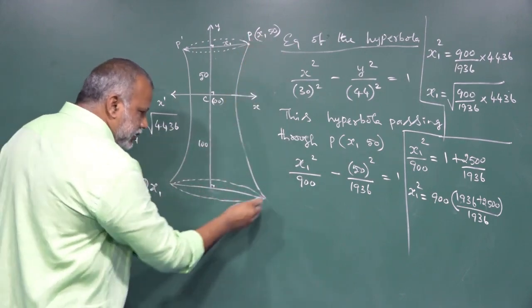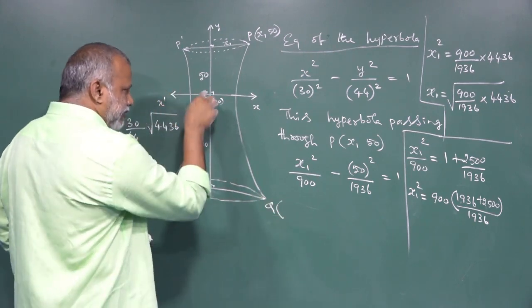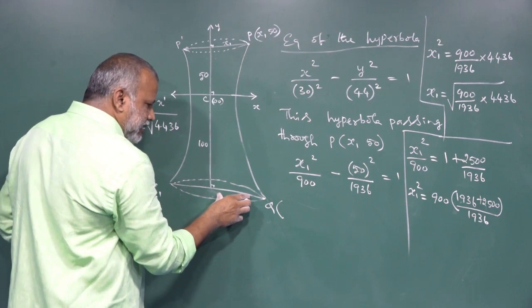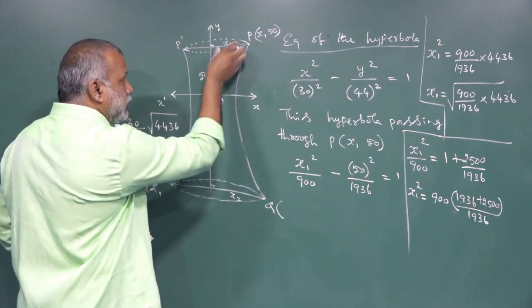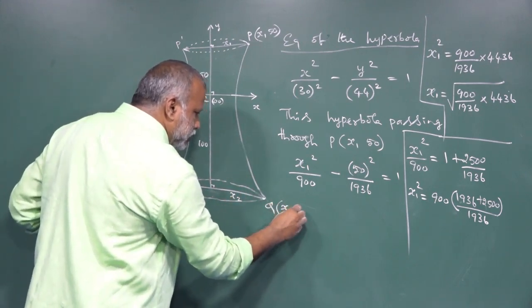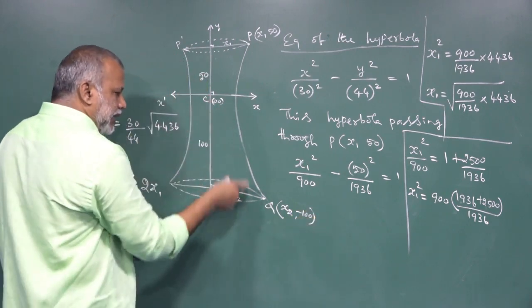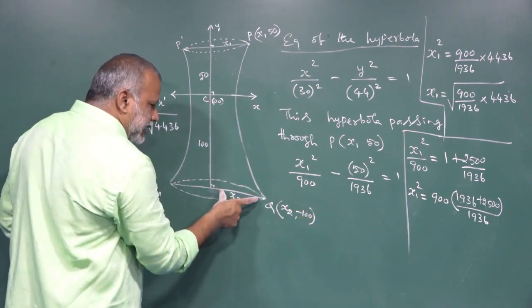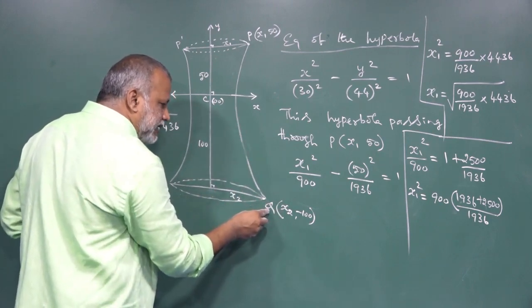We need this point, say this is Q. So that means from this 100, here is unknown, say this is x2. So this is x1, this is x2. So this point must be x2 comma minus 100 because it lies in the fourth quadrant. X takes positive, Y takes negative. So therefore the point Q lies in the fourth quadrant.